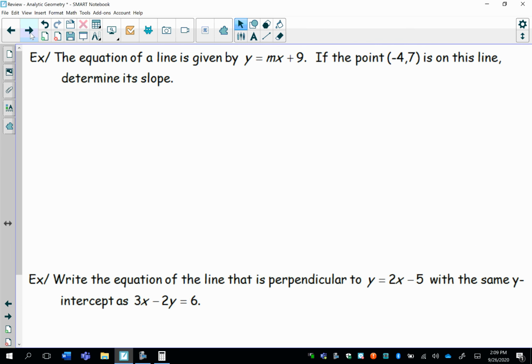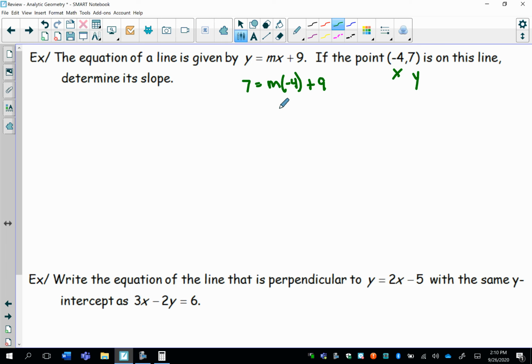Okay, what's next? The equation of a line is given by y equals mx plus 9. Oh, good, they give us half the equation. If the point negative 4, 7 is on this line, determine its slope. Well, we can do that. This is an x and a y. We know we can solve for stuff if we know points on the line. Y is 7. Usually I give you the x and the m, or the m and the b. I want you to solve for the m instead of the b. But we can do the exact same thing.